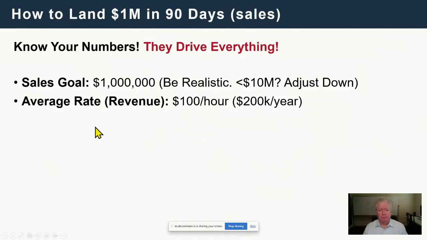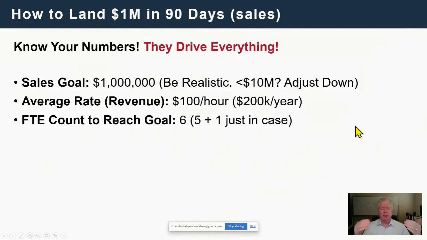As you go forward, the next thing you want to do is determine the FTE count to reach the goal, because you're not going to go out and sell an hour at $100 or the $200,000. You're basically, in our world, whether you do consulting or you call it butts in seats, it's the same thing. You're selling the services of a full-time equivalent person. And so what I said here was, in order for me to reach the goal of $1 million, $1 million divided by $200,000 a year is 5 people. There's the 5 right there.